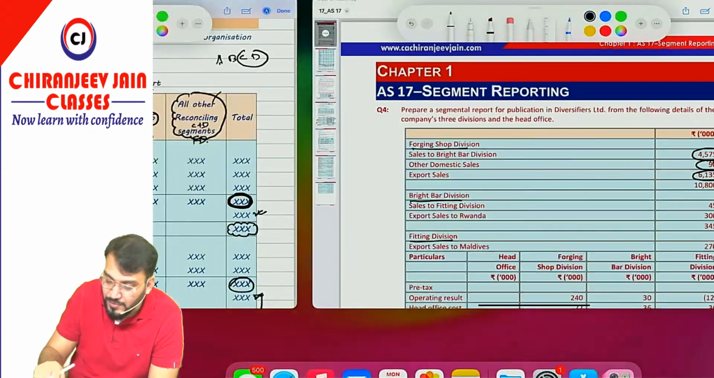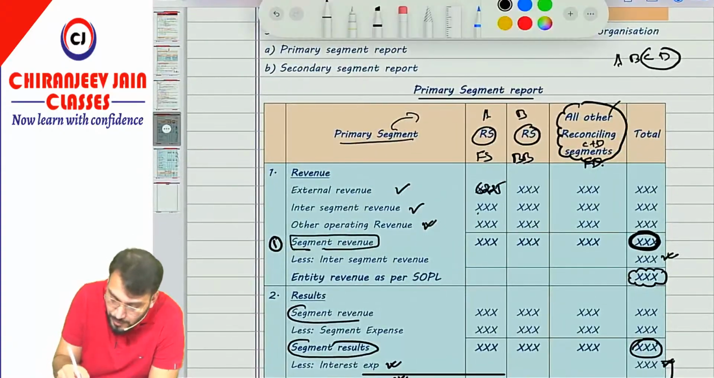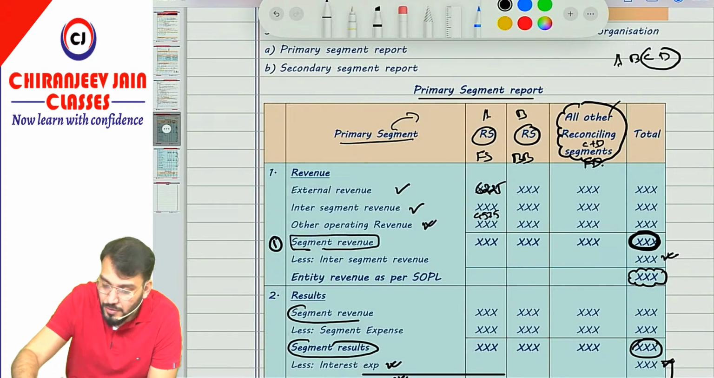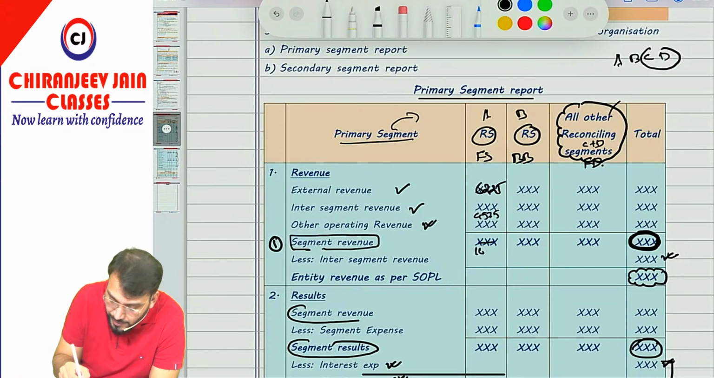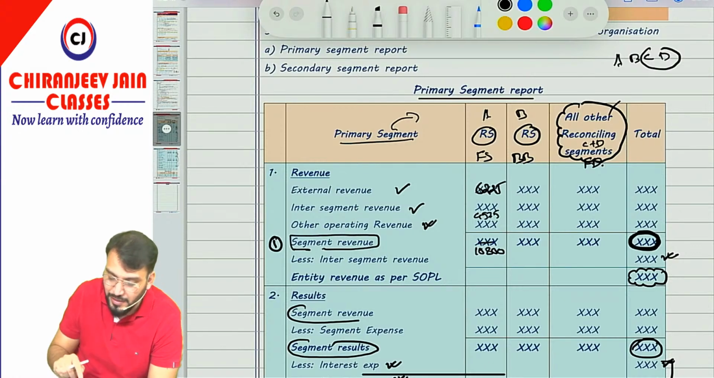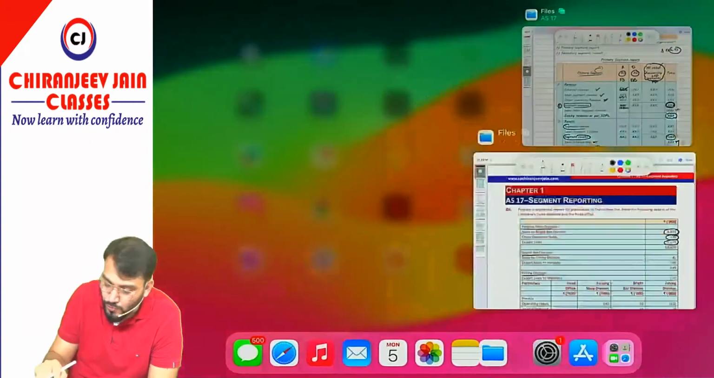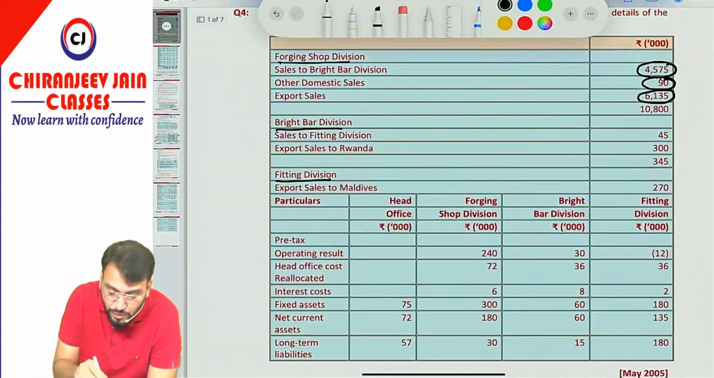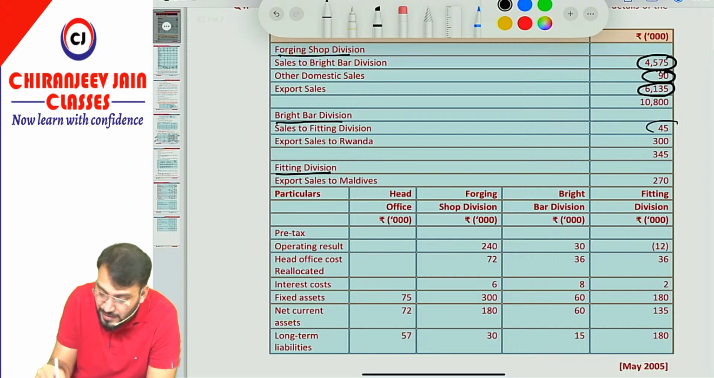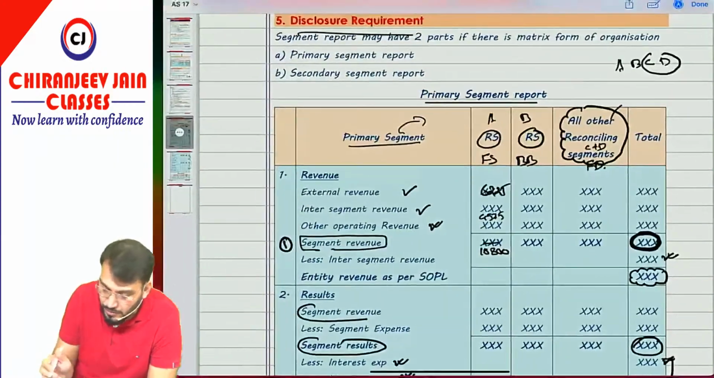Then inter-segment sale was 4575. You can write down 4575. Total becomes how much? Add it, so this becomes 10,800. Understood? Same thing we can do for the other segment. Sales to fitting division means inter-segment sale, so write down 45.